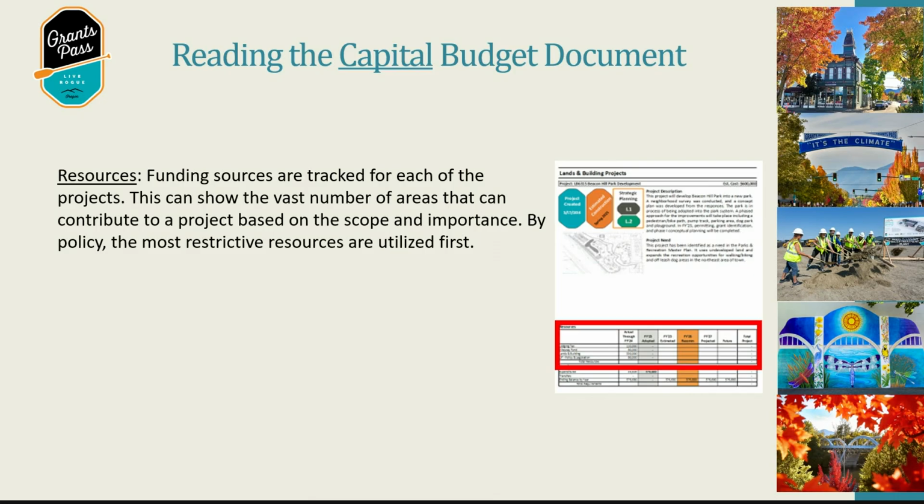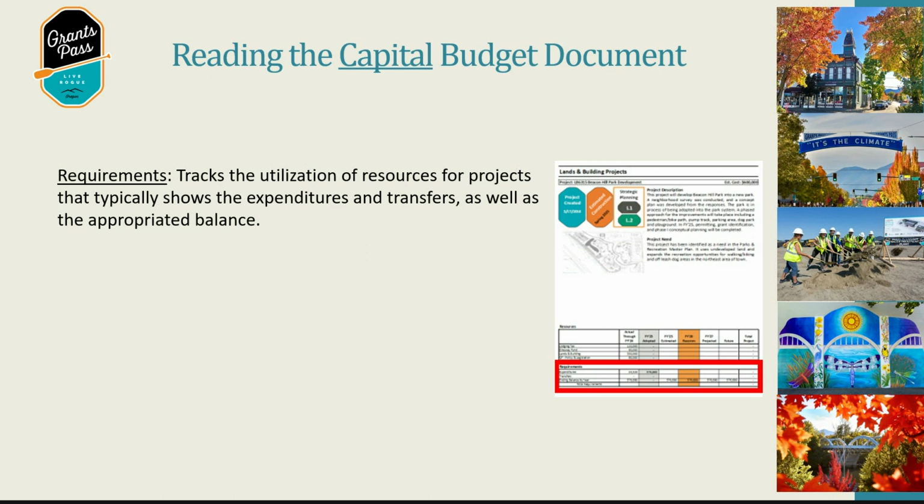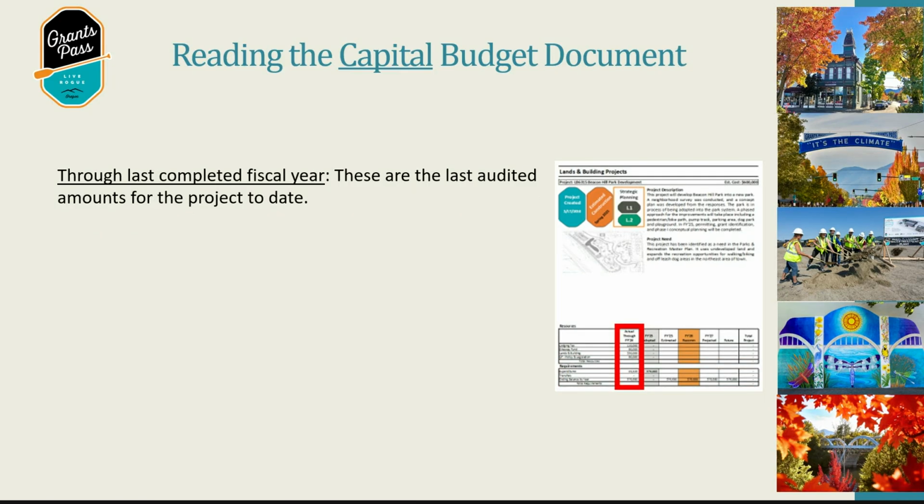So down at the bottom, this is the fun part for me. This is where the money is. At the top, those are all your resources or revenues. On the bottom are your requirements, or your expenditures out for the project, and those show you the planned timing, and I'm going to go through this year by year. So the first column of numbers is going to be the actuals spent through the previous fiscal year.